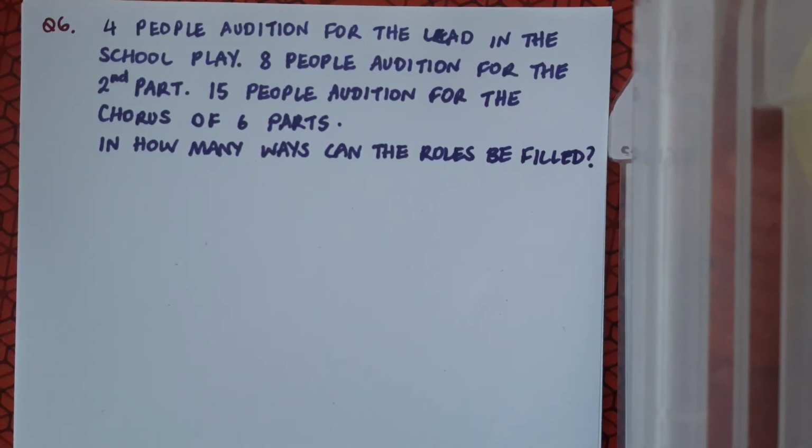So here's question 6 for you. Your question is that 4 people audition for the lead in the school play, 8 audition for the second part, and 15 people audition for the chorus, which has 6 parts. In how many ways can the roles be filled? So pause the video here, try the question, and then play and see if you're right.